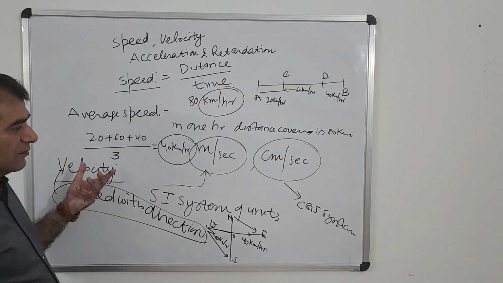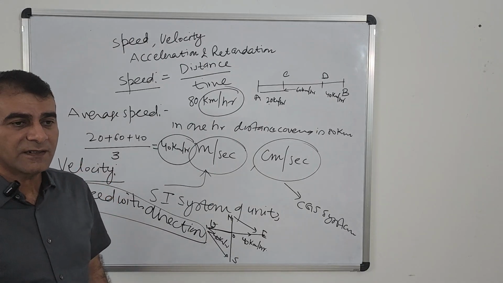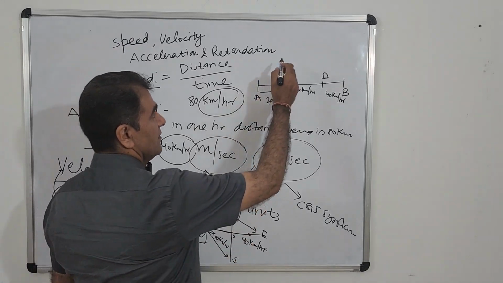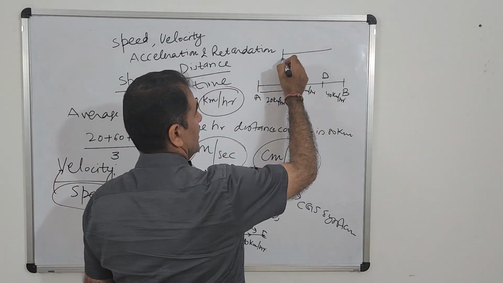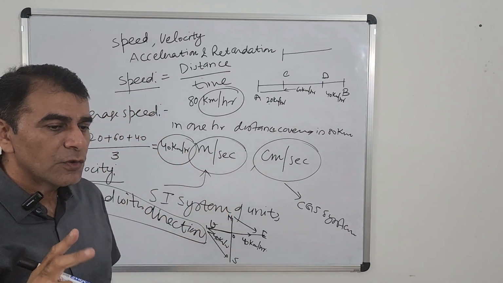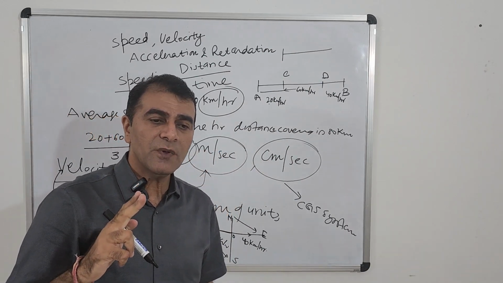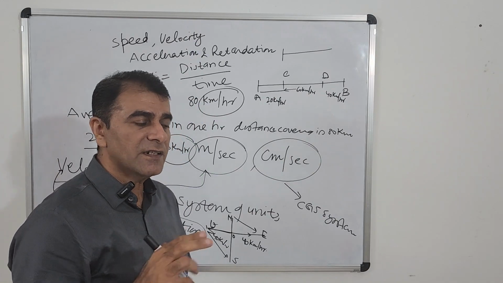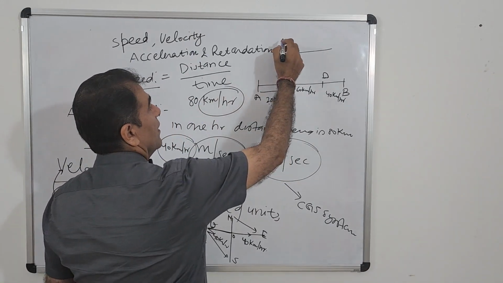Sometimes we take velocity as average velocity, right? How to take average velocity? Let us say a person starts from here. Now I'm going to tell you two terms which we will be using in numericals also. So just see it very carefully.